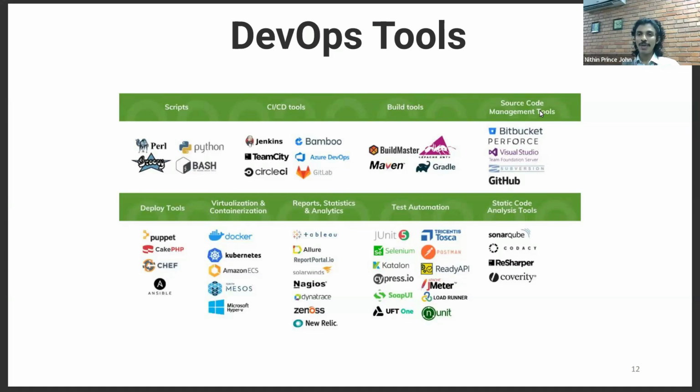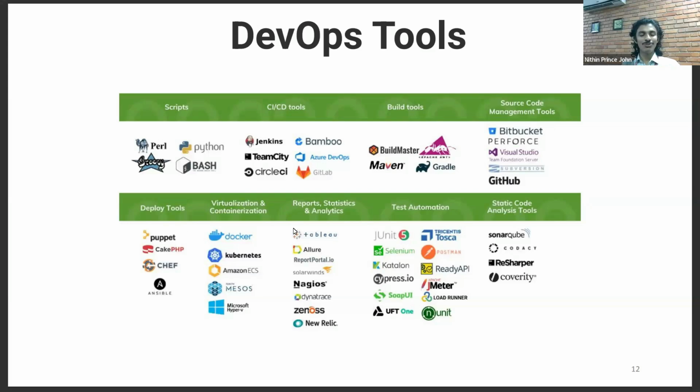Then for the source code management, for storing the codes, right? We can use Bitbucket, we can use GitHub, Subversion. Then when it comes to the case of Azure, we will be having the Azure repository. When it comes to the case of AWS, we will be having the AWS CodeCommit. There are different types of source code management tools available. And when it comes to the case of deploy tools, we may be having Puppet, Chef, Ansible. That kind of tools are available there.